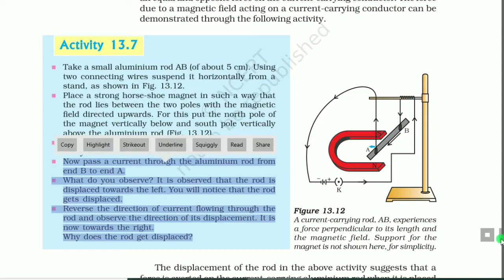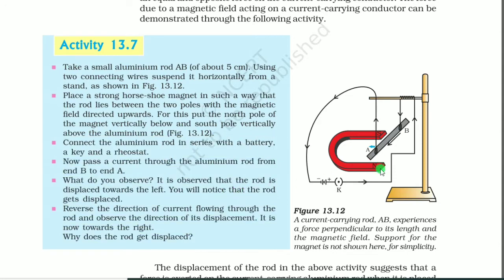Reverse the direction of current flowing through the rod and observe the direction of its displacement. It is now towards the right. Why does the rod get displaced? If the direction of the current is changed, then the direction of the force applied on this current carrying conductor also changes.